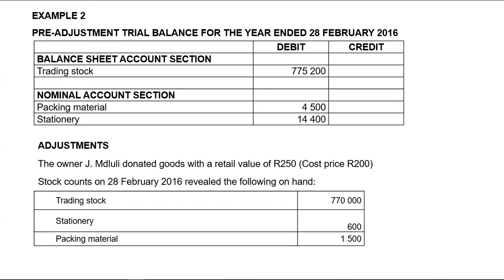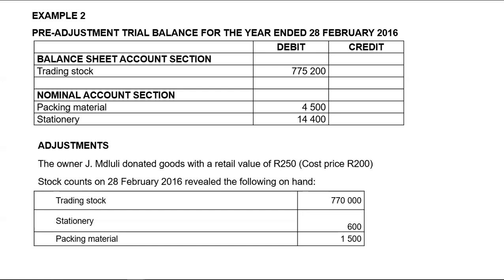And then we've got packing material. Packing material in the trial balance is sitting at 4,500. But as per the stock count, what the stock count revealed is that we still have 1,500 worth of packing material that has not been used. So we're going to take our total packing material minus what has not been used. We will be left with what has been used, which will be our expense. For this year, all we want is to make sure that an expense is measured at the correct value.